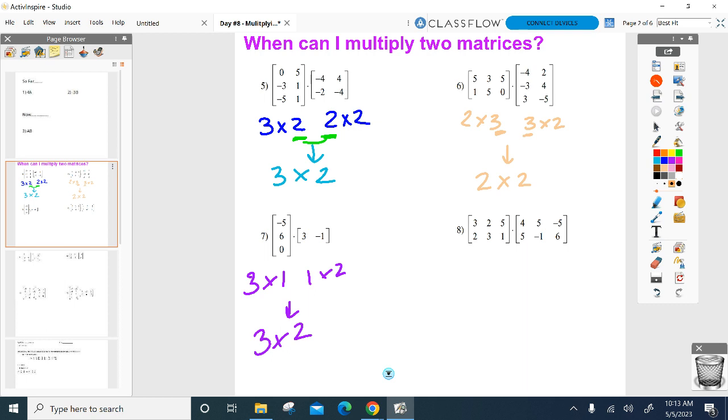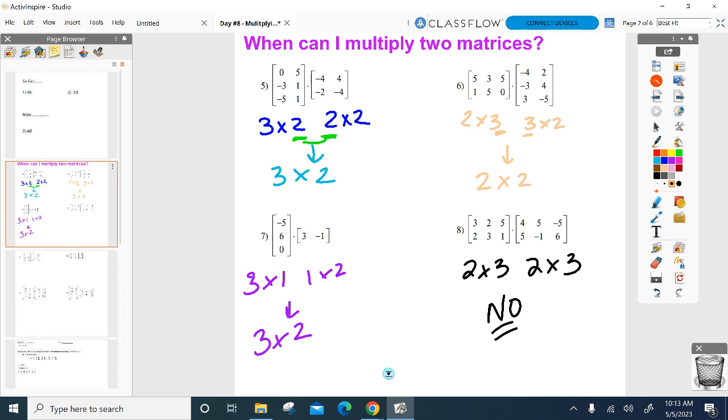All right, one more here. What do you got here? 2 by 3. And what about here? Can you multiply them? No, that's my point. Just because they're the same size doesn't mean automatically multiply. Add and subtract, yeah, sure, but multiply, no. Okay? So everyone's good on when I can multiply and when I can't.